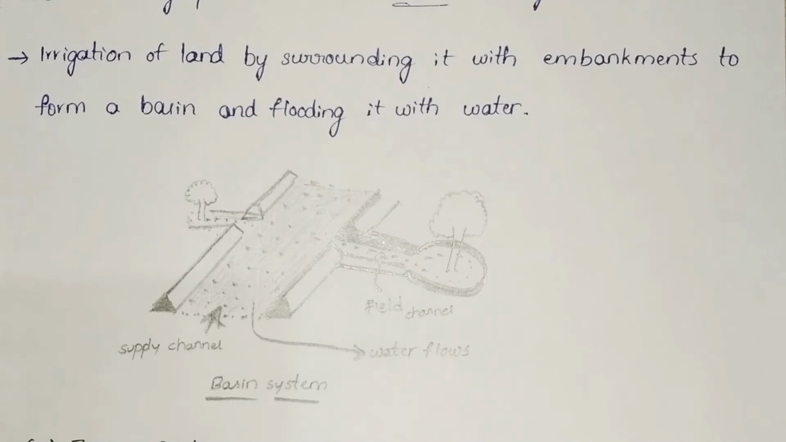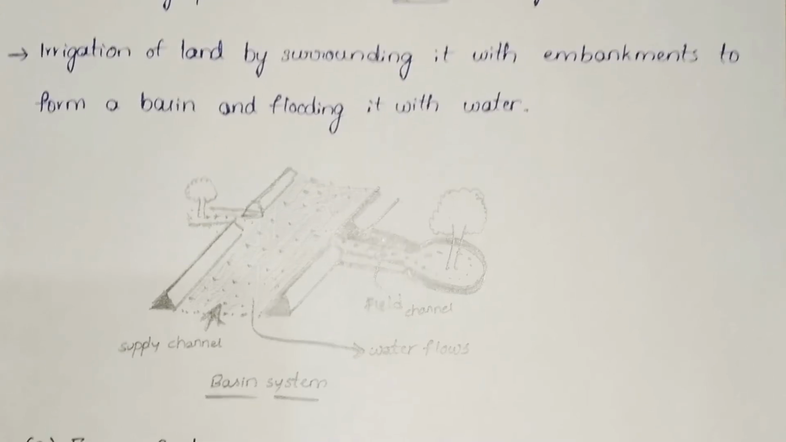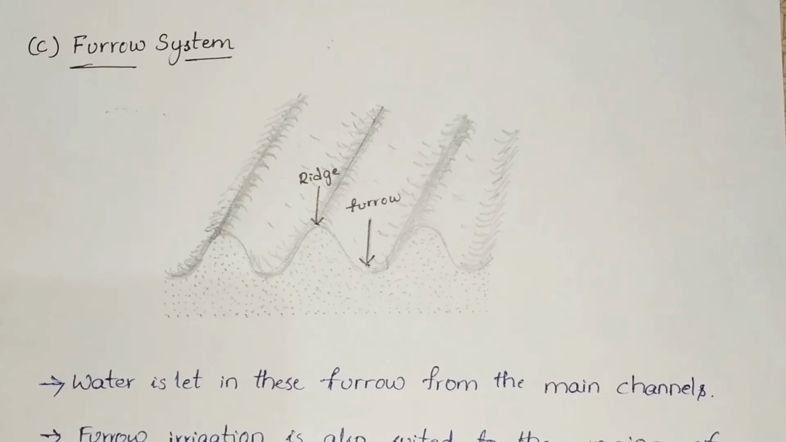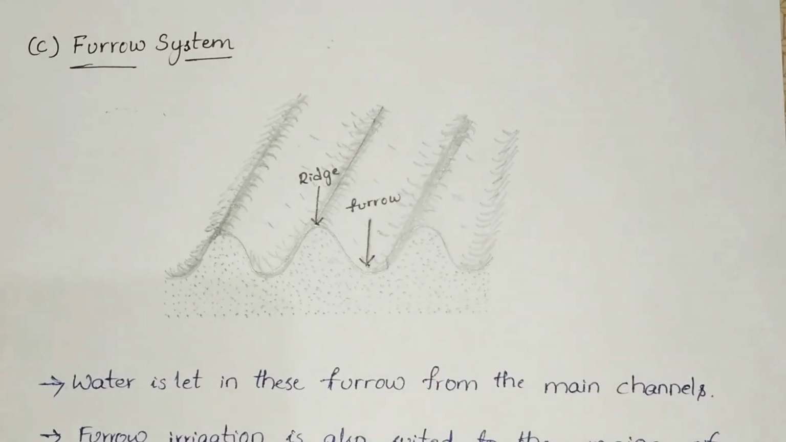Now next we are going to discuss the third subclass in surface irrigation, which is furrow system. What is furrow system? Furrow system is conducted by creating small parallel channels along the field length in the direction of predominant slope.